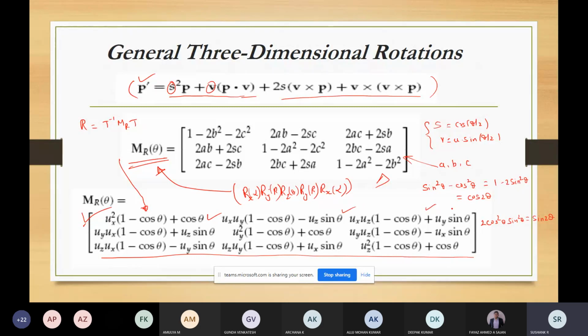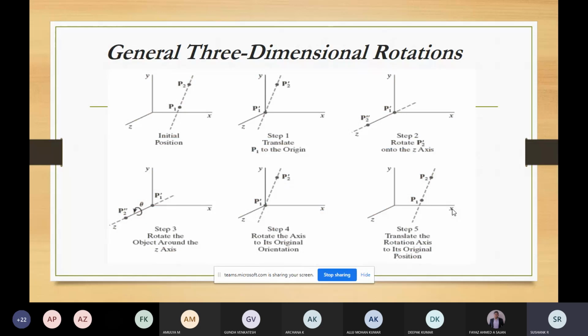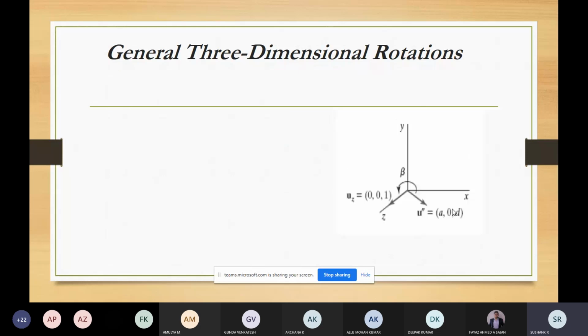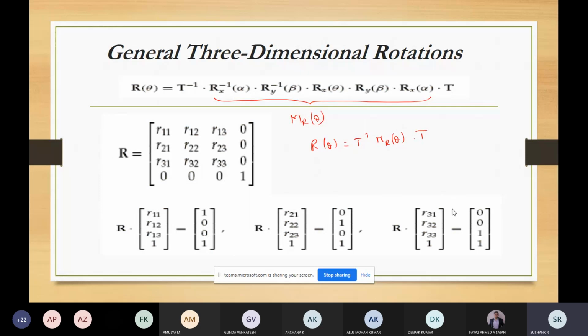In one of the VTU question papers, they had asked you to derive these formulas, and to explain three-dimensional rotation about an arbitrary axis and write the corresponding mathematical equations involved. In this, you need to remember Rx of alpha, Ry of beta, Rz of theta, and this matrix. This is what you should remember.